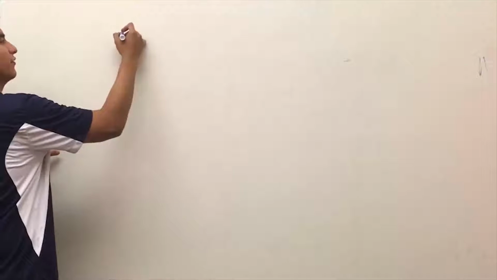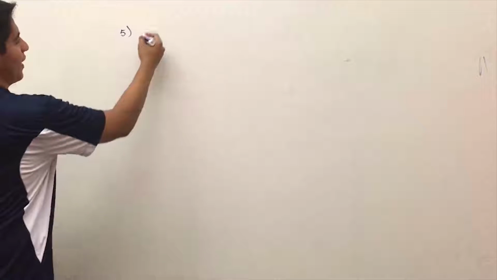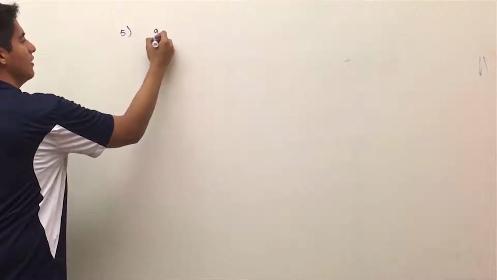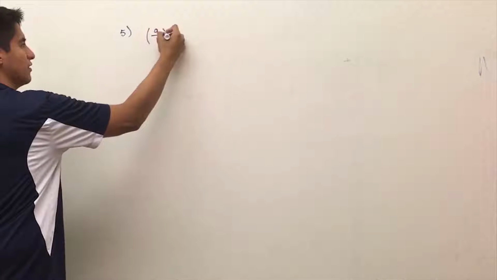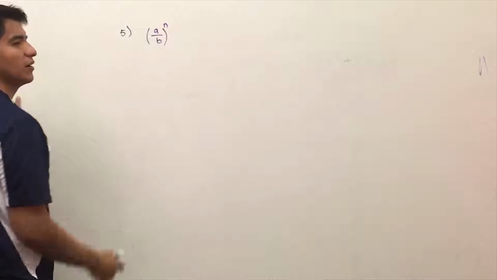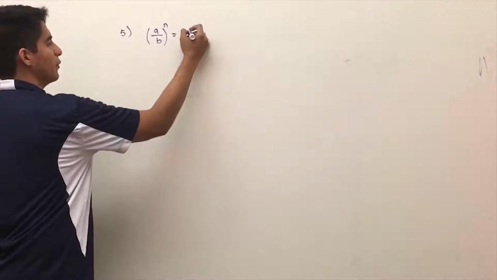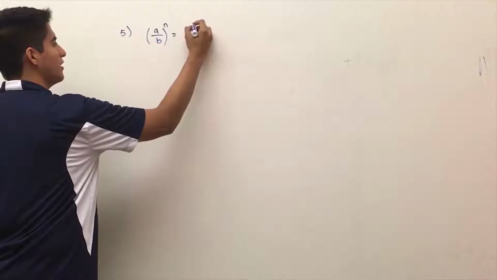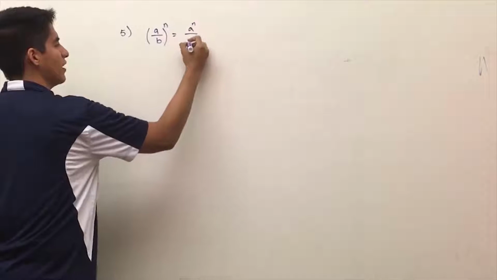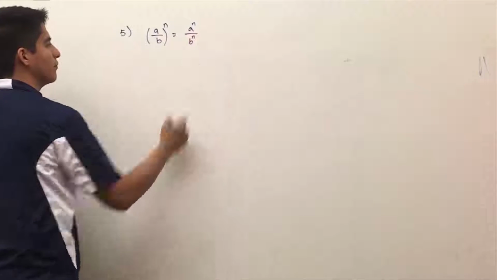Now on to the last law, the fifth law. This law states that if we have a fraction a over b, and that fraction is raised to the n power, then our fraction can be rewritten as a to the n divided by b to the n power.